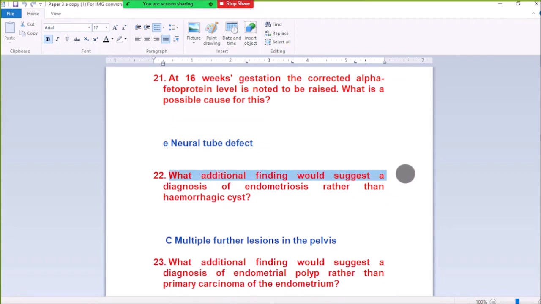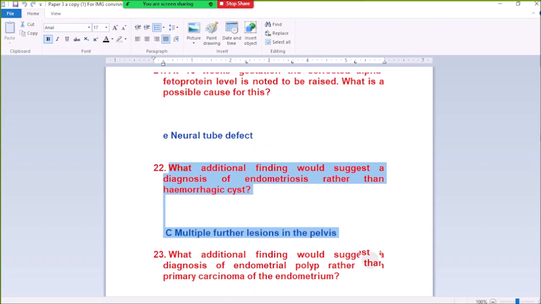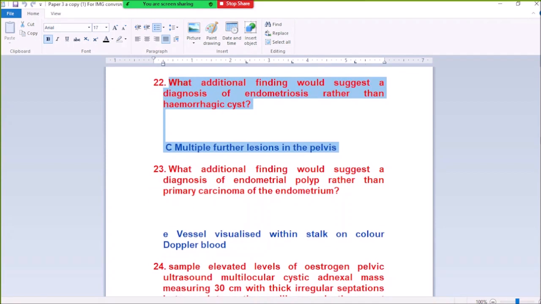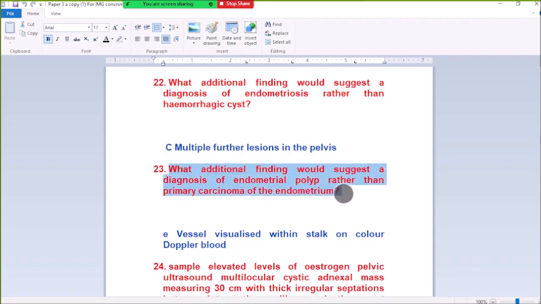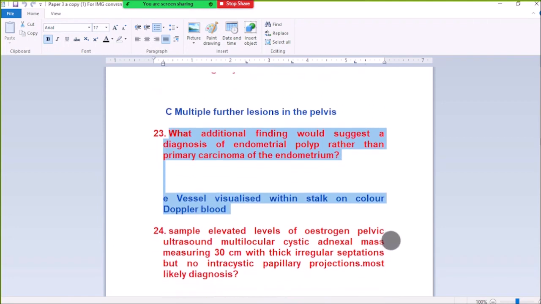22. What imaging finding would suggest a diagnosis of endometriosis rather than an ovarian cyst? Multiple further lesions in the pelvis. 23. What imaging finding would suggest a diagnosis of endometrial polyp rather than primary carcinoma of the endometrium? A feeding vessel within a stalk on colour Doppler blood flow.